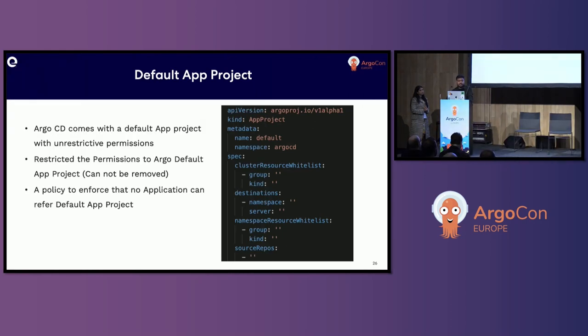Now I'll talk about the default app project. By default, Argo comes with a default app project. This default app project is very unrestricted in nature. If anybody uses it, they get all the permissions and don't have any restrictions, and they can deploy to any cluster. So we have to make sure we are restricting this default app project, and we should not allow any applications to refer to this default app project.